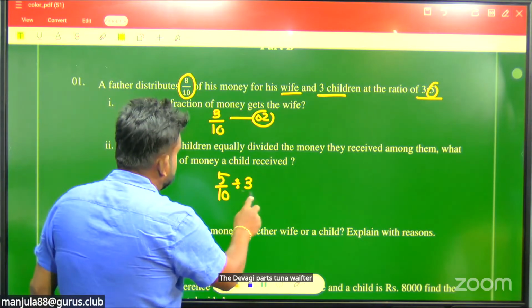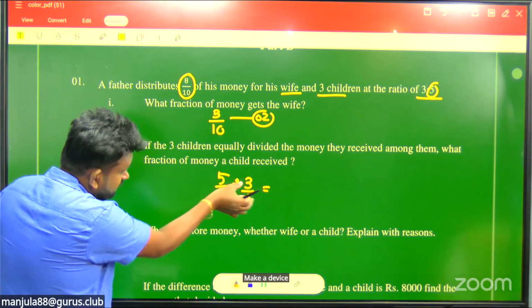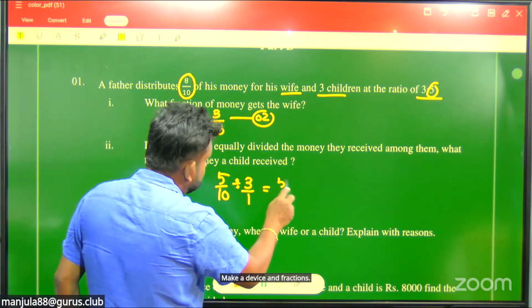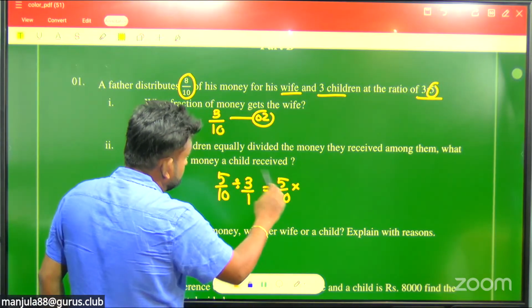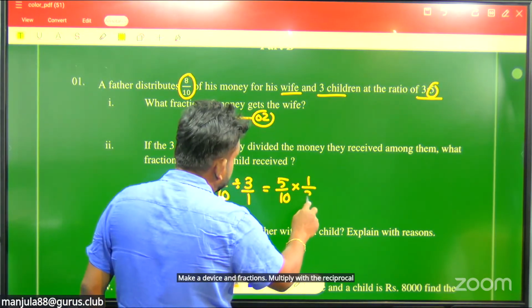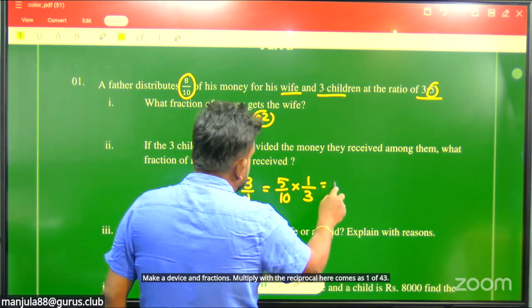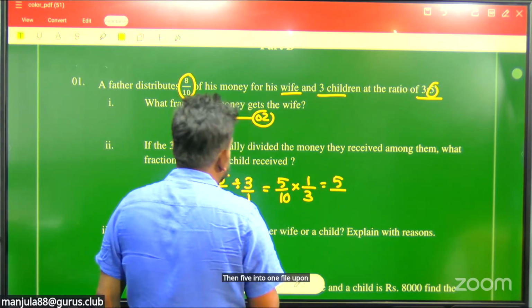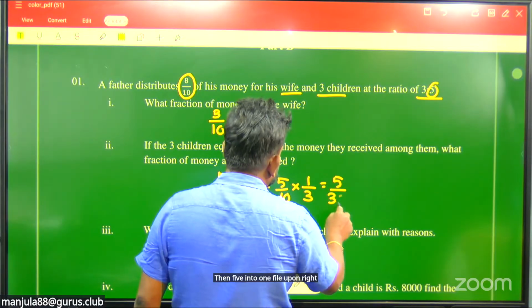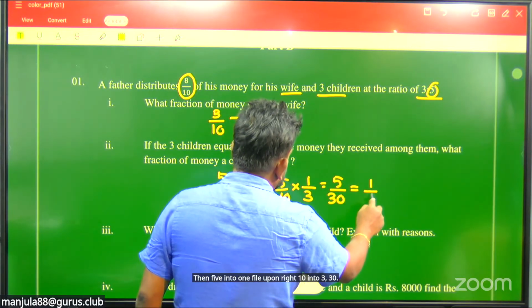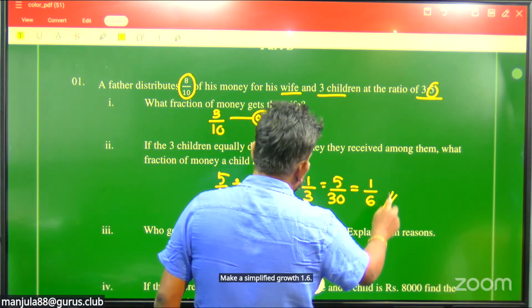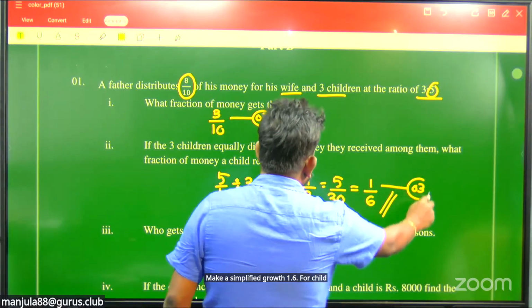Right? මේක divide කරන්න බලන්න fractions දෙකක් විදිහට divide කරොත් 5 upon 10 multiply with the reciprocal. Here comes as 1 upon 3. Then 5 into 1, 5 upon 10 into 3, 30. Right, simplify කරොත් 1 upon 6 for a child. Right, 3 marks there.